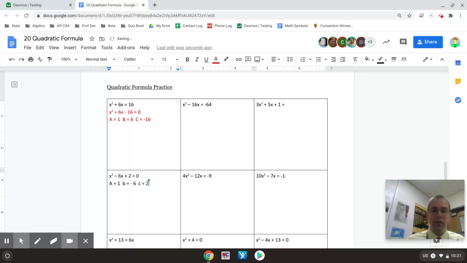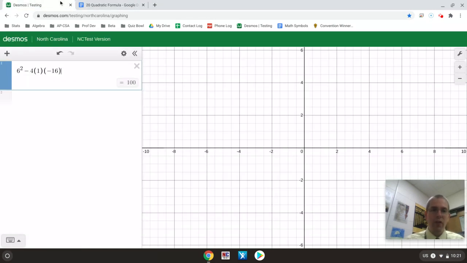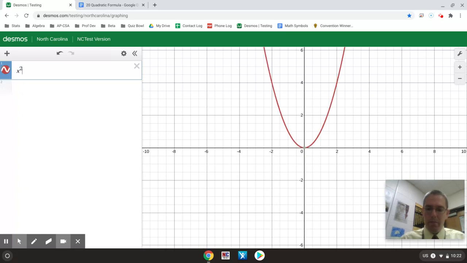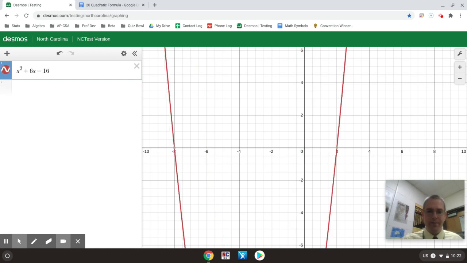Now, at this point, I could try pulling out the quadratic formula, but I'm going to show you a quick tip that I could do with Desmos. So if I try putting in x squared plus 6x minus 16, what I can see with Desmos is I have two solutions. I have a negative 8 and I have a 2. That means since I have nice, pretty solutions, there's no real need to use the quadratic formula any further. If I did the quadratic formula, it's just going to give me solutions of negative 8 and 2.